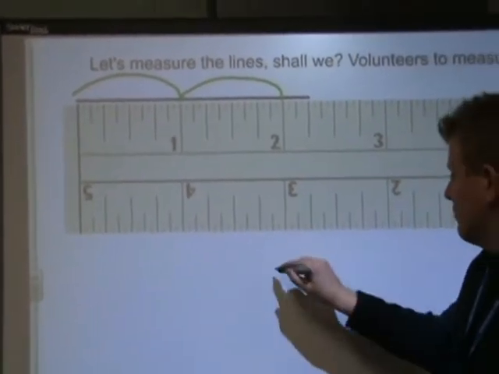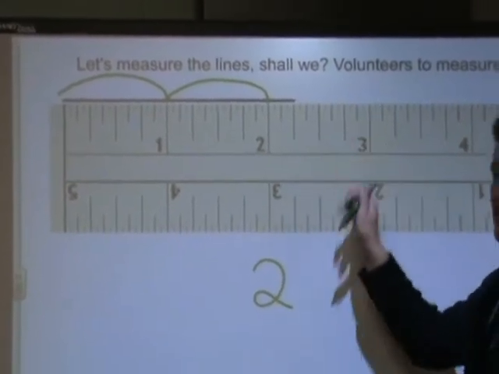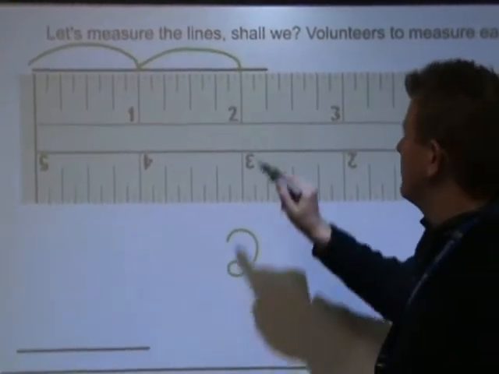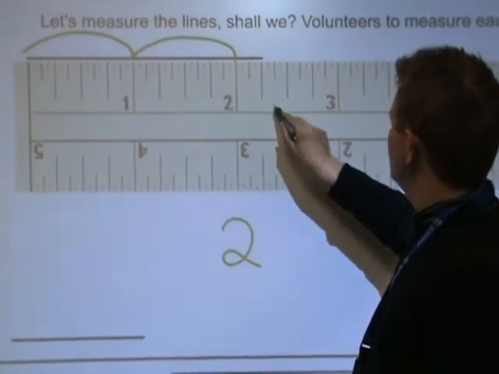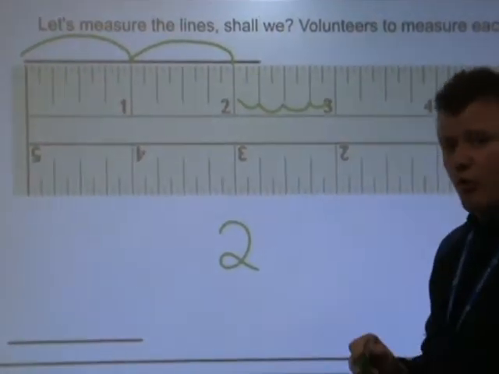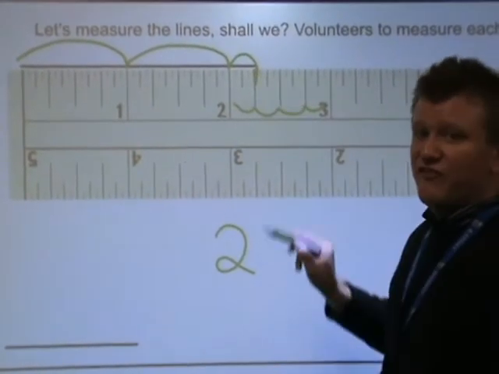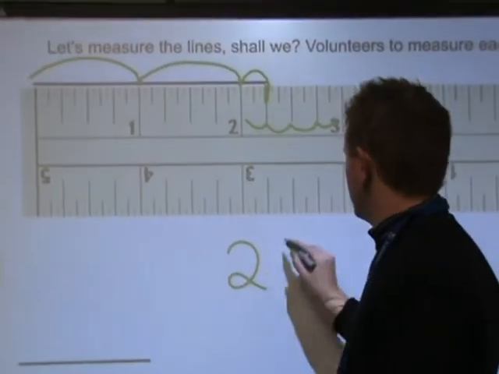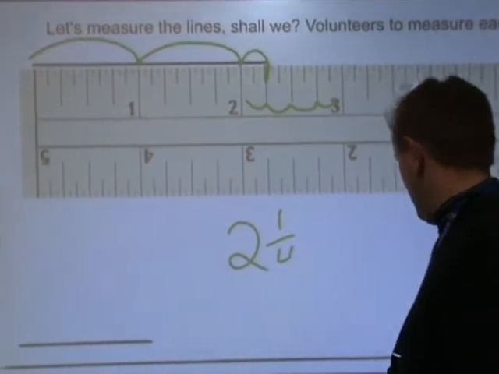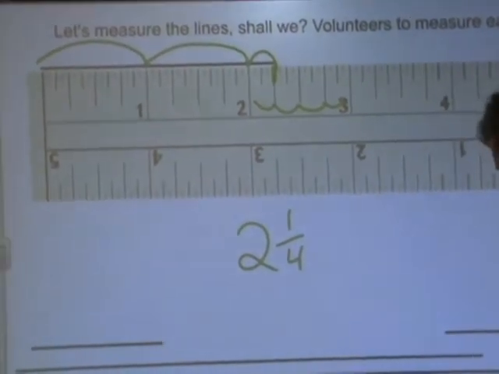So just like a mixed number, we know that it doesn't go to the 3, so 2 is going to be our whole number as part of the mixed number. And then if we have 1, 2, 3, 4 parts, 4/4 in 1 inch, this one looks like it goes over 1/4. So this line that we just measured is 2 1/4 inches long, okay?